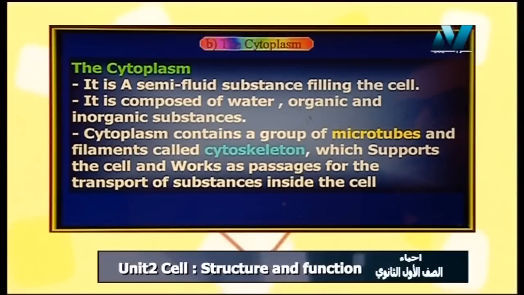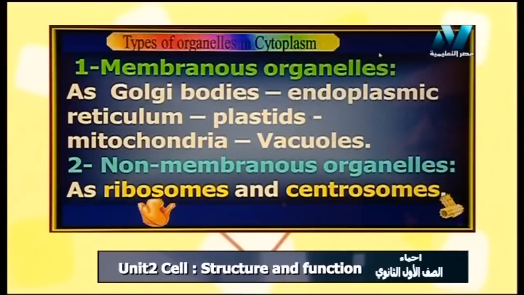Cytoplasm containing a group of microtubes and filaments called cytoskeleton, which support the cell and work as a passage for the transport of the substance inside the cell. مهم أوي أوي السيتوسكيلتون والمايكروتيوبيولز دي علشان تعمل سبورت للسيل. السيتوبلازم ده مهم أوي، مفيش سيل يبقى ما عندهاش سيتوبلازم.